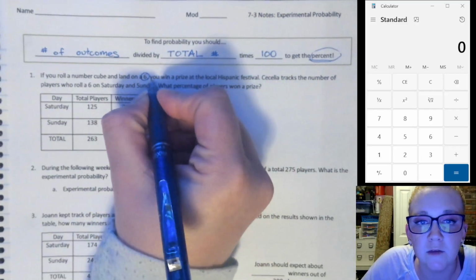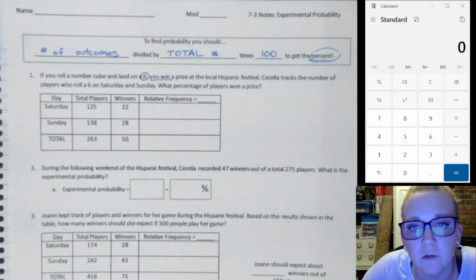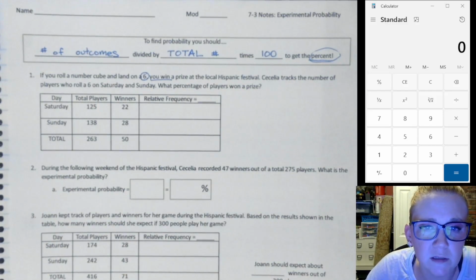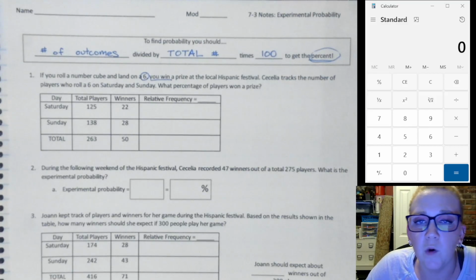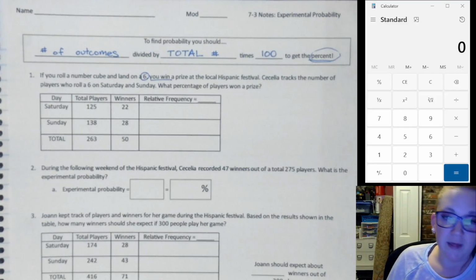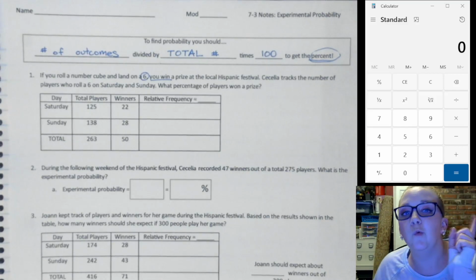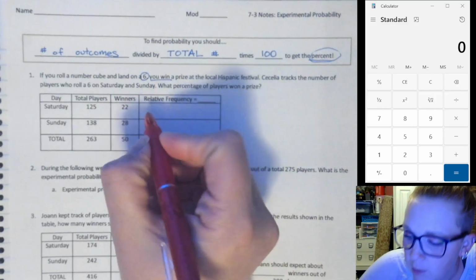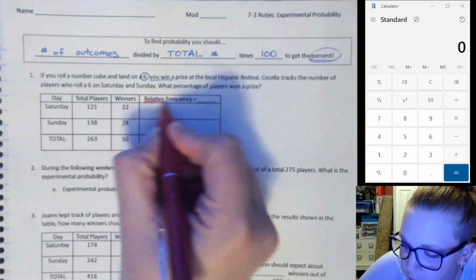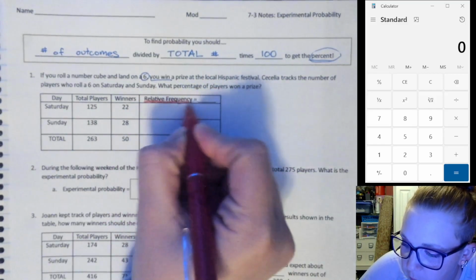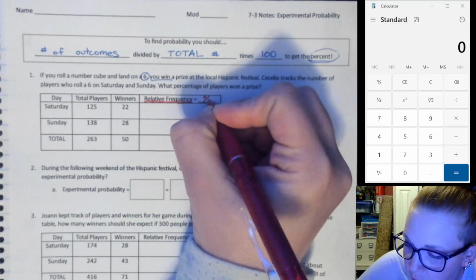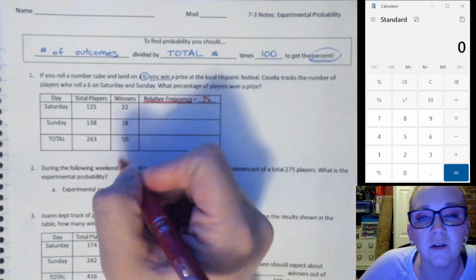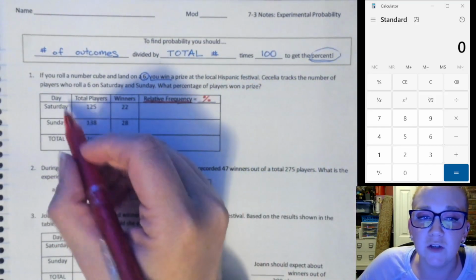So number 1: if you roll a number cube and land on a 6, you win a prize at the local Hispanic festival. Cecilia is tracking the number of players who roll a 6, and she wants to know what percentage of players won a prize. Here we're introducing one more vocab term: relative frequency. Whenever you see the term relative frequency, they are asking you to find the percent. You're going to find the percent for each day.